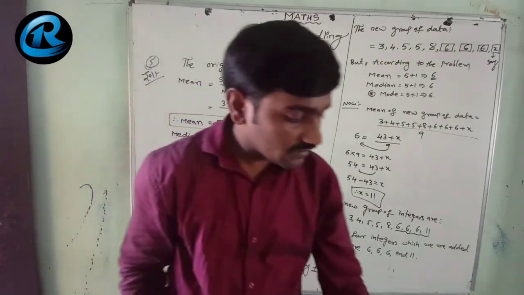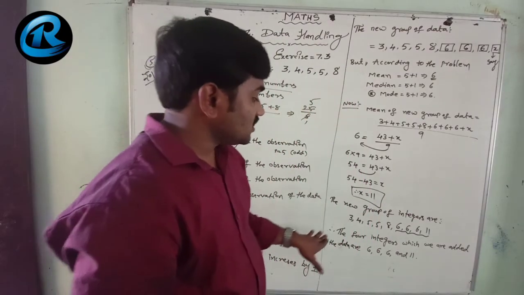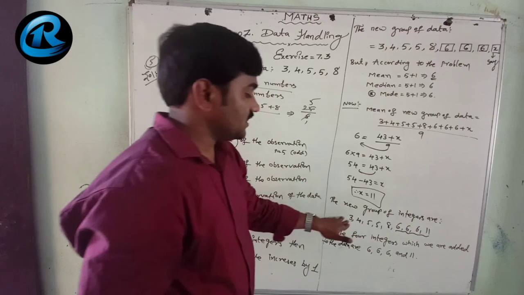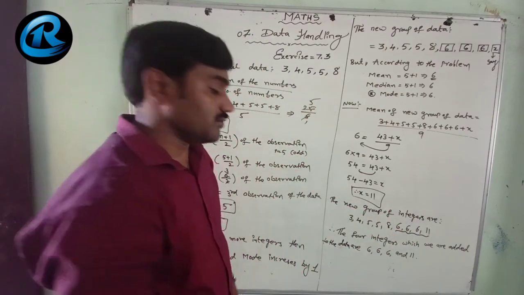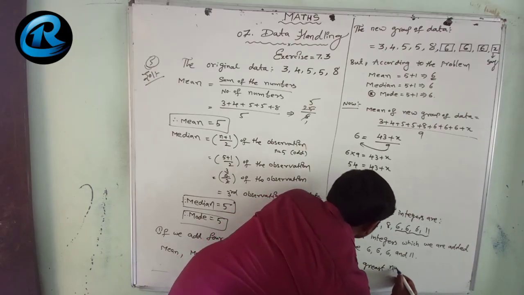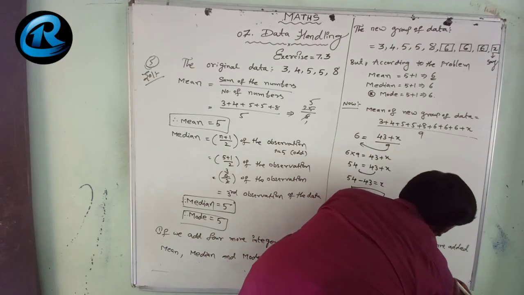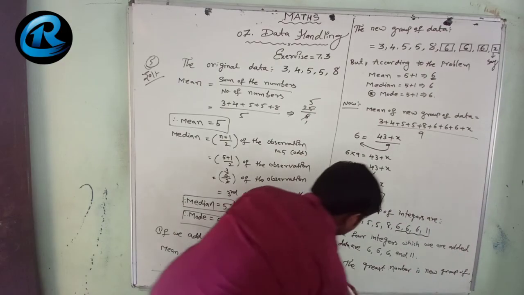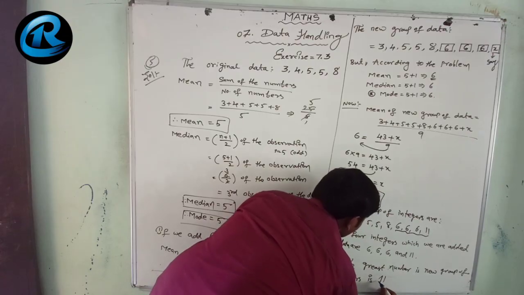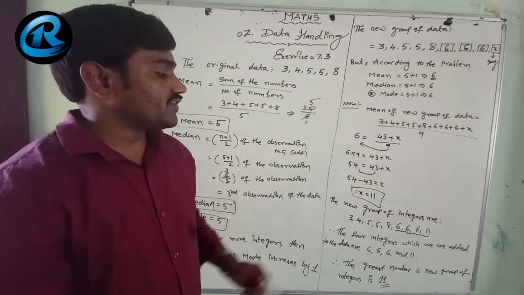From this, what he asked is: what is the greatest integer in the new group of integers? In this new group of integers, what is the greatest number? Therefore the greatest number in the new group of integers is 11.